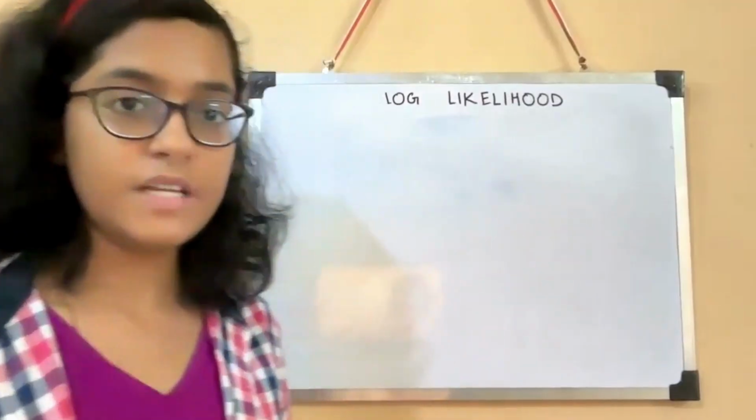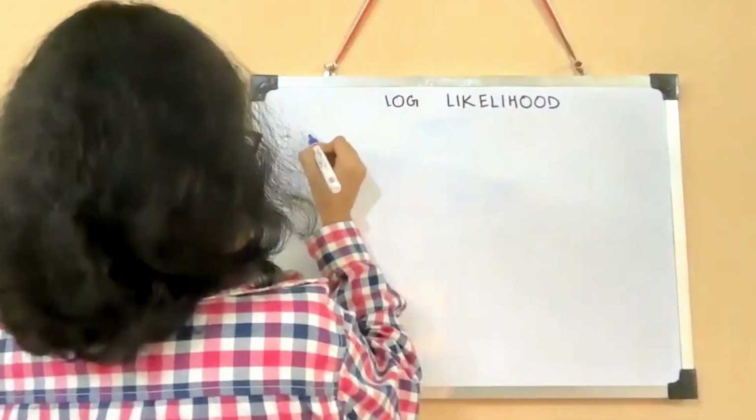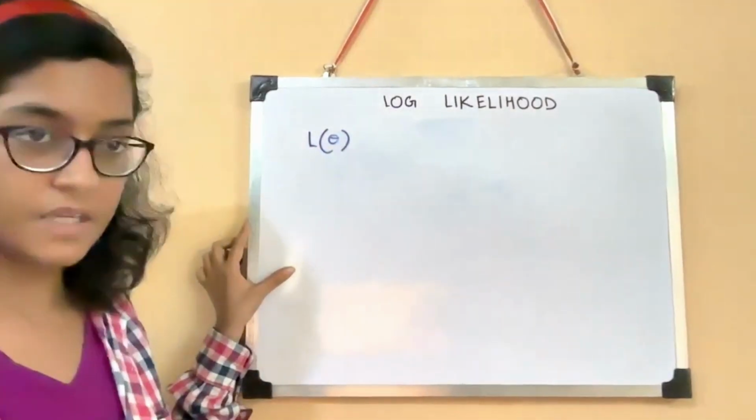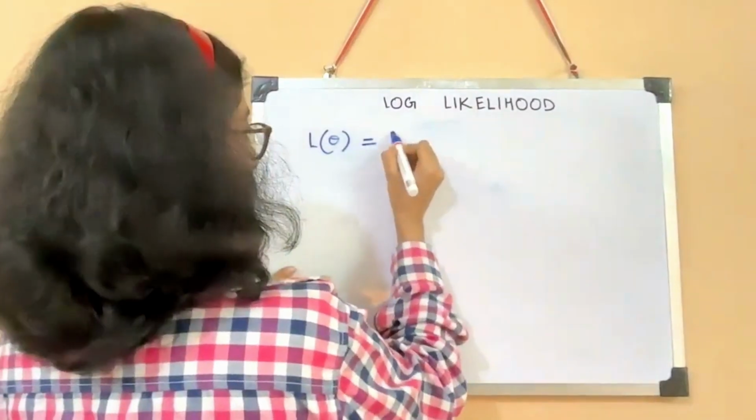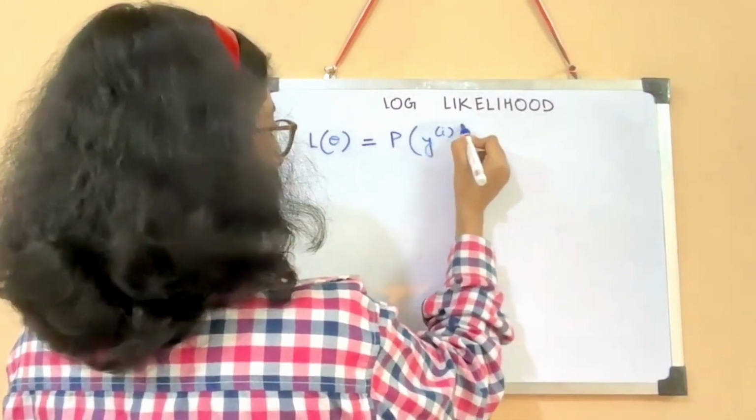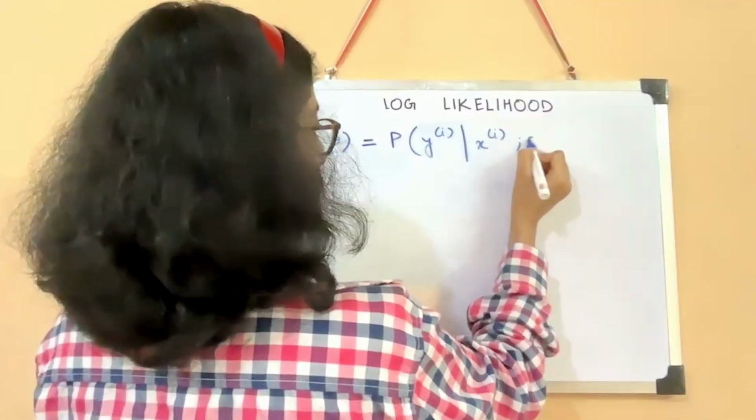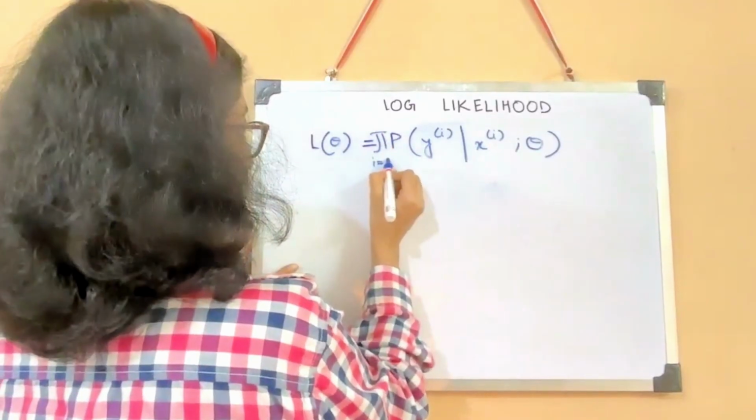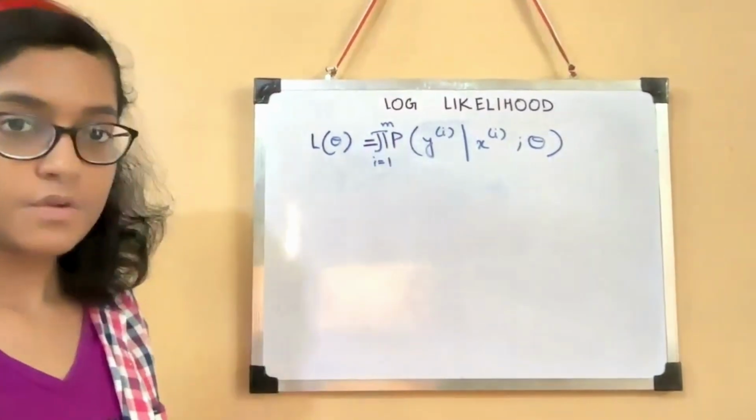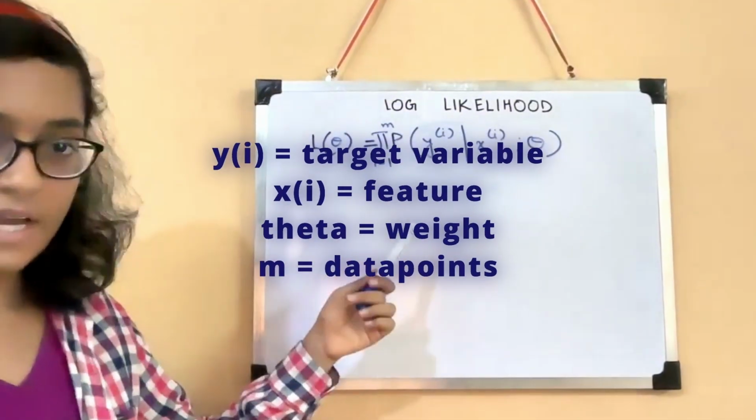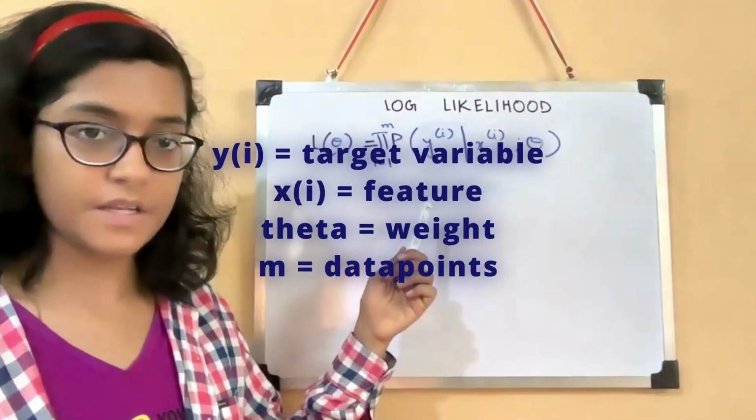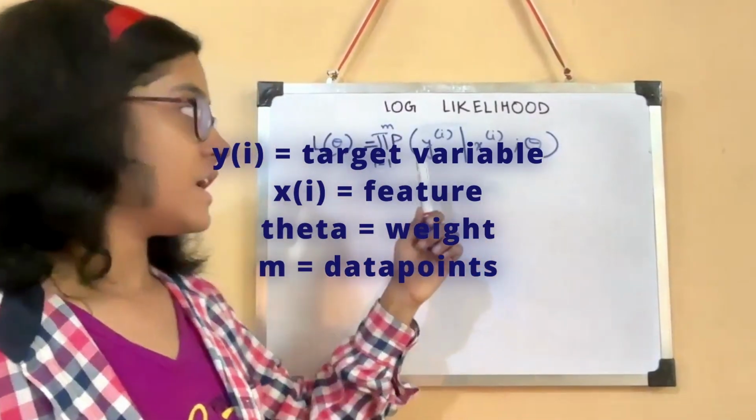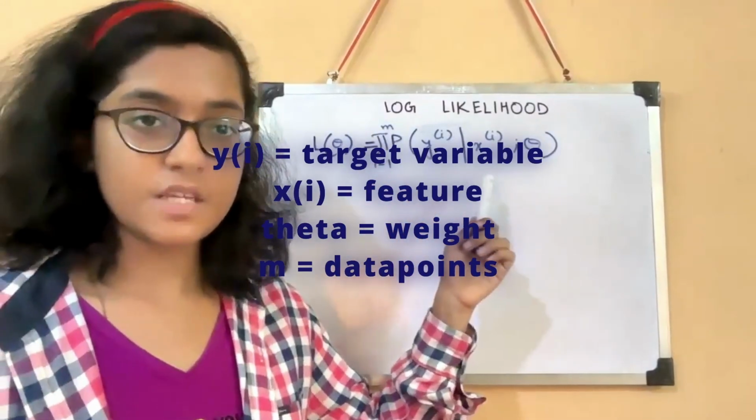Okay, so for this, what we'll need is L theta, which is often used to denote the likelihood function. Let's break this down. P means probability of yi. yi is the target variable, and xi is the input variable, all the features that we have, parameterized by theta. What is theta? Theta is the weight.